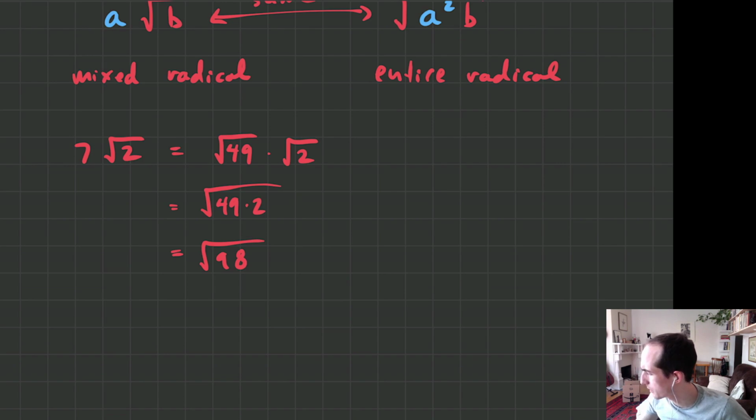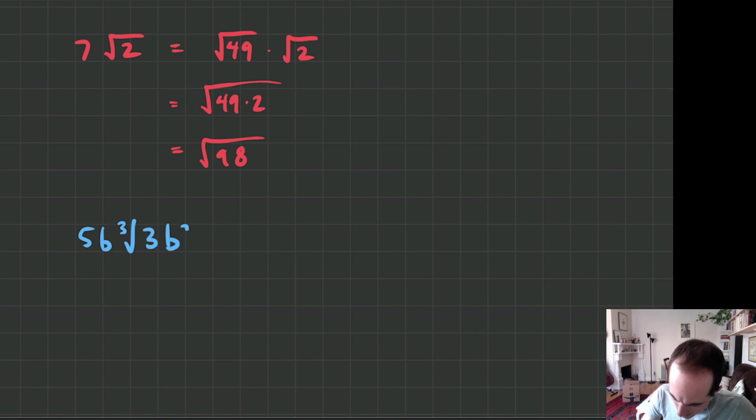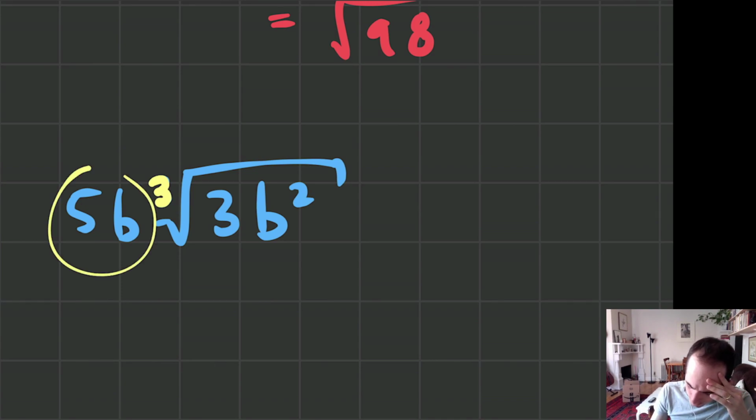I'm going to do part C here because it's a little more challenging. Let me change up the color. So let's do 5b times the cube root of 3b squared. Okay, so we're going to convert this into an entire radical. Keep in mind that we're dealing with a cube root here. This is a cube root. So that means that I'm going to have to turn this into some kind of cube. So let's go ahead and do that.